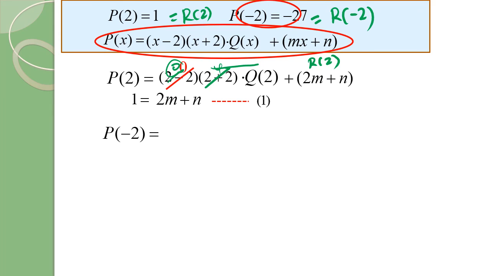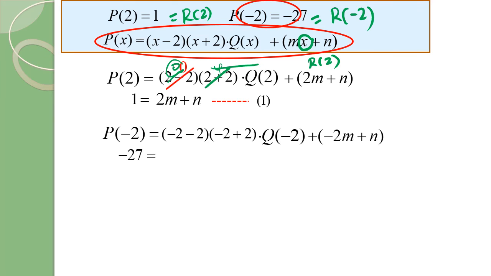We substitute negative 2 into P, and we get P(negative 2) equals (negative 2 minus 2)(negative 2 plus 2) Q(negative 2) plus negative 2m plus n. We replace the x with negative 2, and we know P(negative 2) equals negative 27. On the right side, negative 2 plus 2 is equal to 0, so what's left is negative 2m plus n. This is the second equation. To solve for m and n, we solve the equations simultaneously.